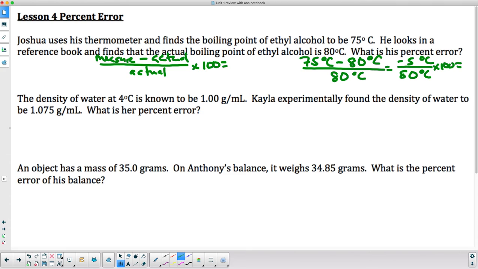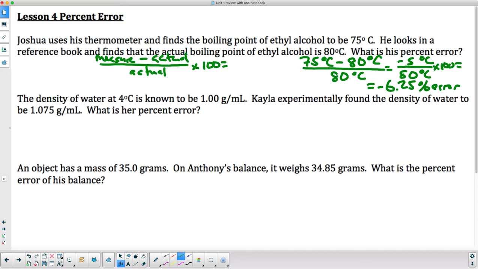Let's take a look at my calculator. So 75 minus 80 equals a minus 5 divided by 80 times 100 equals negative 6.25% error. Okay, the same for all of them.